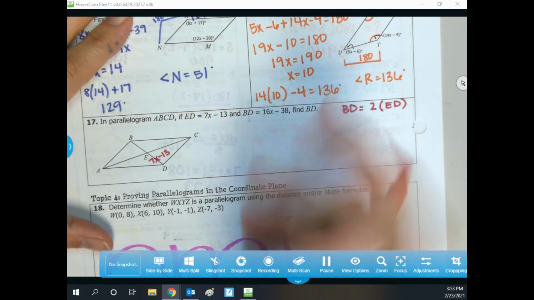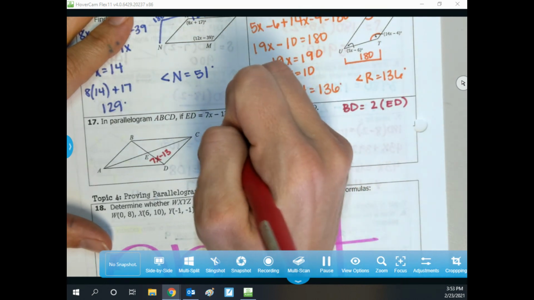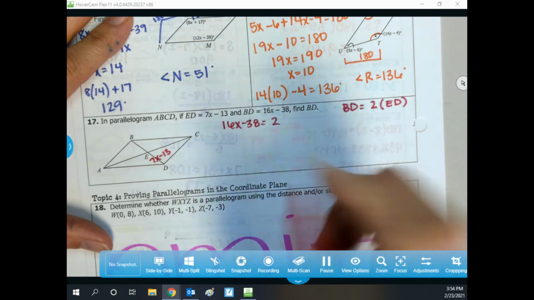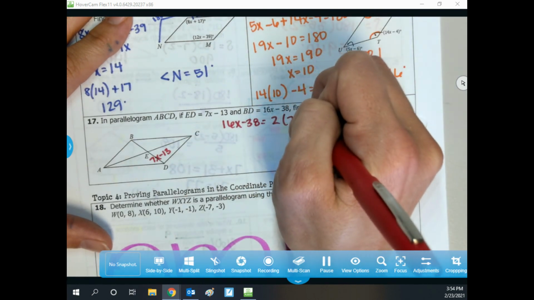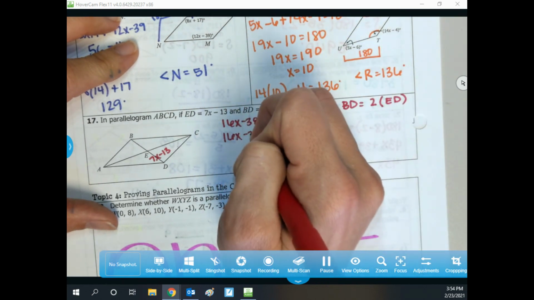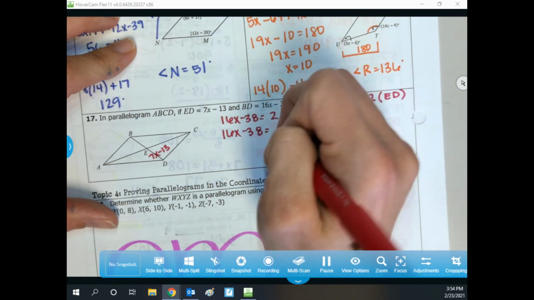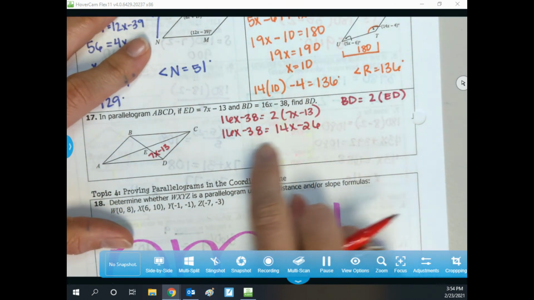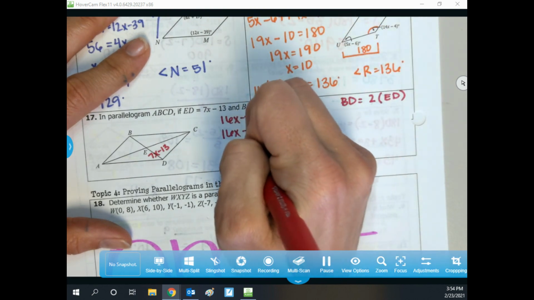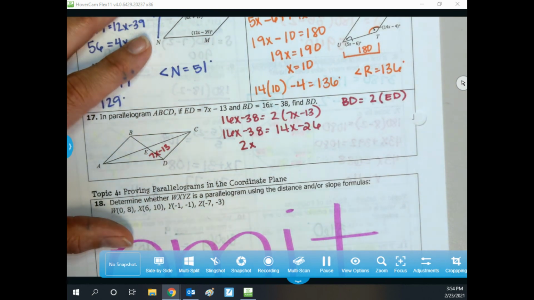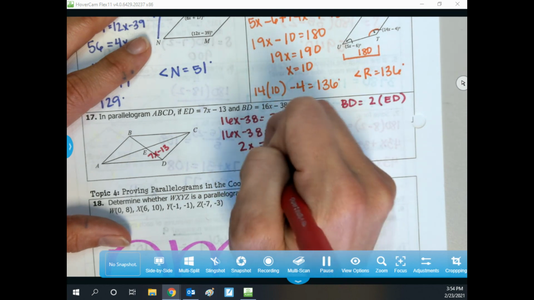In order to solve for x, BD is 16x minus 38 is equal to 2 times ED, which is 7x minus 13. Distribute: 16x minus 38 is equal to 14x minus 26. Subtract 14x from both sides and that gives us 2x. Add 38 to both sides, and 38 minus 26 is 12. Divide by 2, and x is equal to 6.